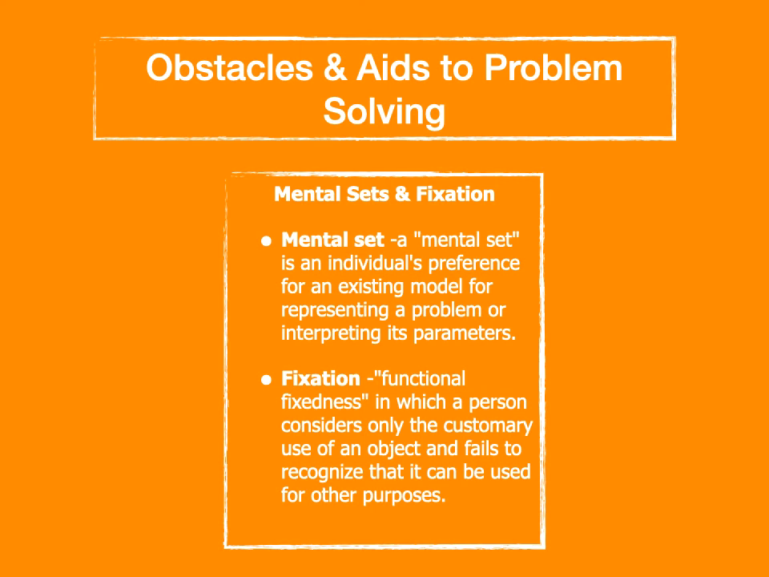Now we discuss three factors that could hinder or facilitate problem solving. So there are a few concepts that we need to understand. Now, several factors can hinder or enhance problem solving. Now, first, let's talk about factors that most likely hinder an individual to solve a problem. So, the first one is a mental set. So, what is a mental set? It is an individual's preference for an existing model for representing a problem or interpreting its parameters.